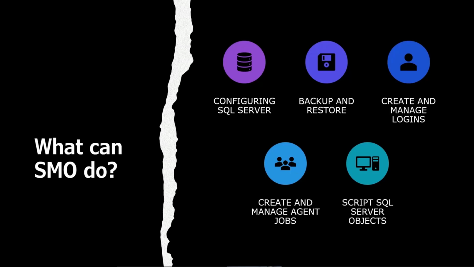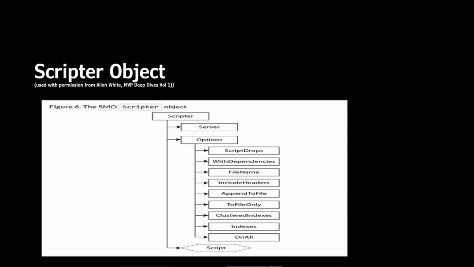Some of the things it can do are configuring SQL Server, backup and restore, creating and managing logins, agent jobs, all of that. And the last one, which I'm going to be touching on here, is scripting out SQL Server objects. The Scripter object, which is the one we are going to be using for this purpose, has the following properties and methods. I borrowed this from the chapter that Alan had. These are the ones that we are going to be setting and using in the PowerShell script.